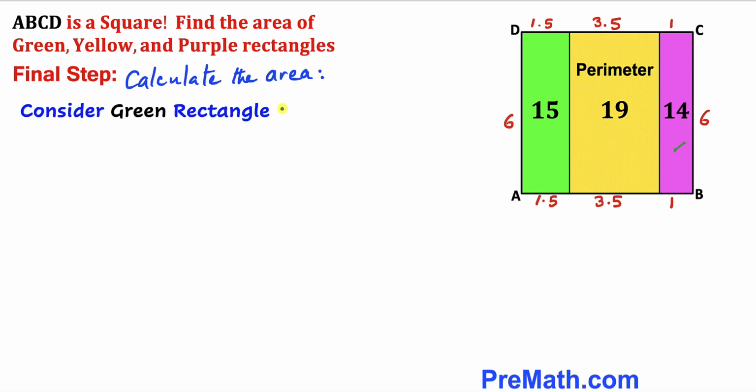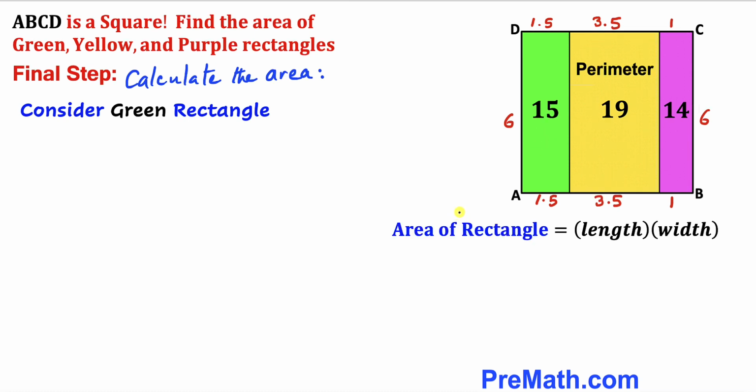Now let's focus on this green rectangle first. Let's recall the area of a rectangle formula. Area equals length times width. In our case, the length for this green rectangle is 6 and the width is 1.5. So let me call this area A sub 1 equal to length 6 times width 1.5. So our area A sub 1 turns out to be simply 9 square units. Thus the area for this green rectangle is 9 square units.